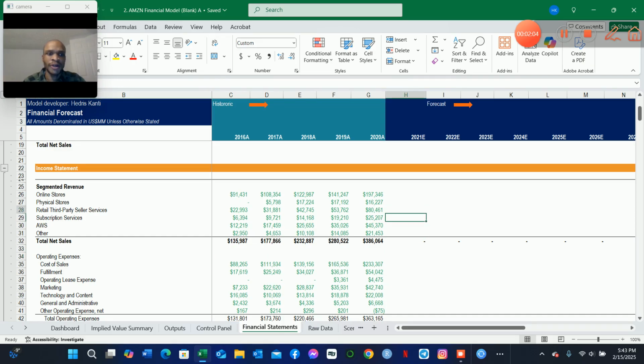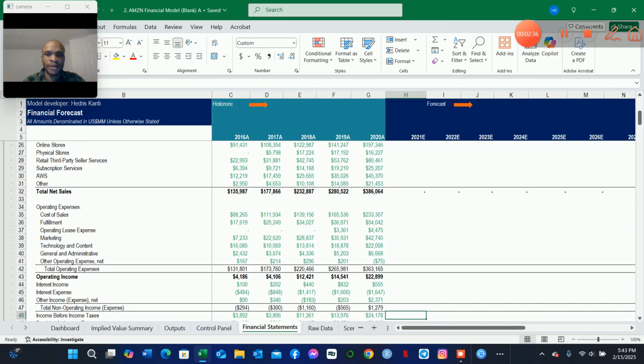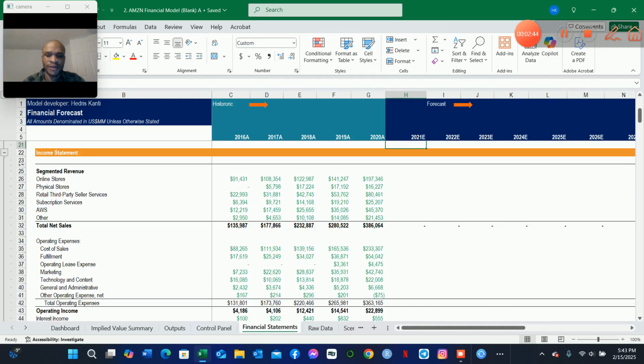As you can see, we have the breakdown of revenue for online stores, physical stores, third-party seller services, subscription services, Amazon Web Services, and other. So we have all of these breakdowns of revenue from Amazon's different business segments. So we're going to be projecting all of this revenue into the future, taking this to the end of the decade. We will do the same for the other statements, such as the balance sheet and the cash flow statement. So let us begin with the income statement.